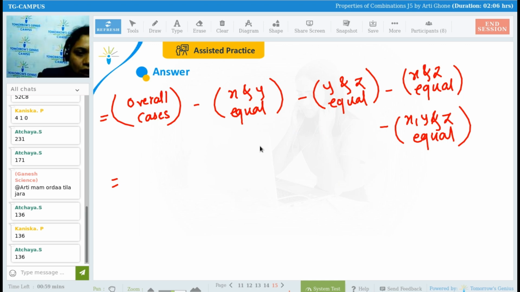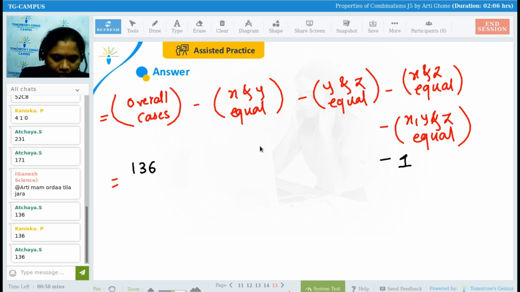Now, we want these many counts to be subtracted from our answer. There is only one case where x, y, z are equal. That is 5, 5, 5. Clear? So, the last answer is also with us. There is only one case where x is 5, y is 5 and z is 5, and only then their addition is 15. So that is only one case.